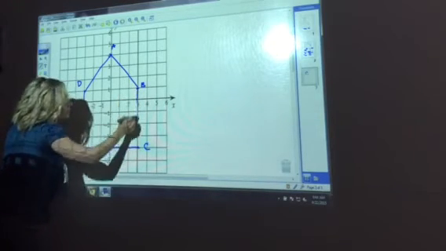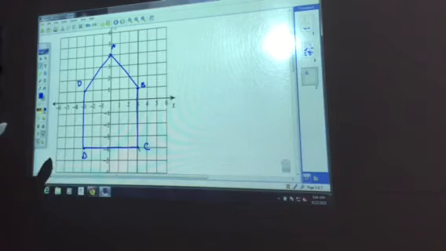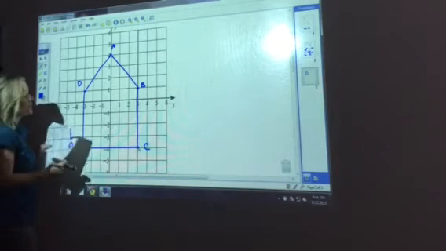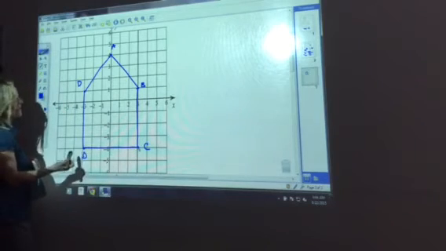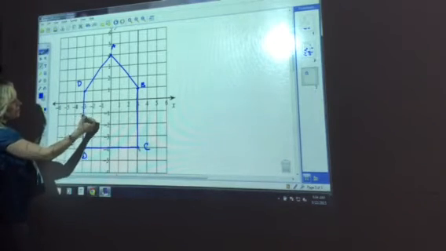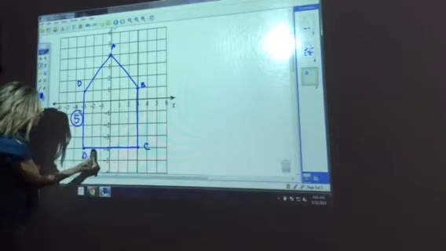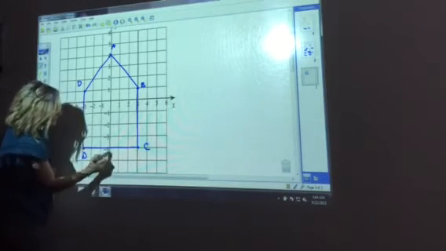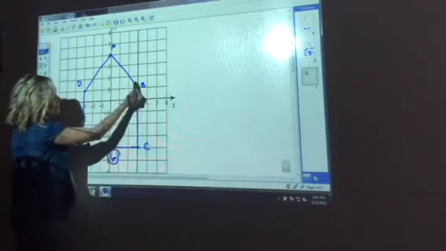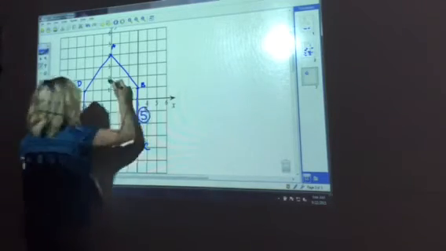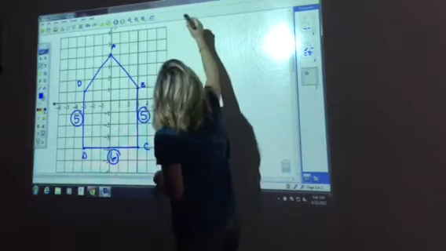They want to know what is the area and what is the perimeter. For perimeter, remember we're adding all of our sides. I can count this side, 1, 2, 3, 4, 5. This side is 5. This one right here is 6. And this side right here is also 5. So now I need to find the length of AD and AB.